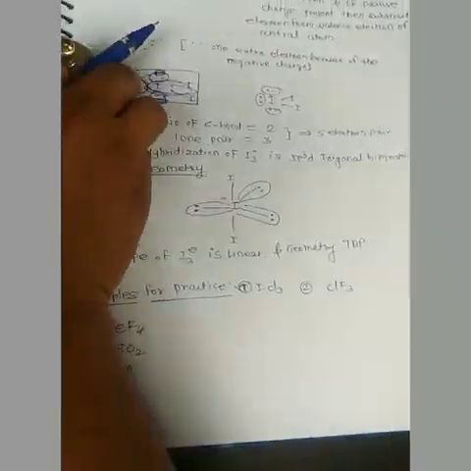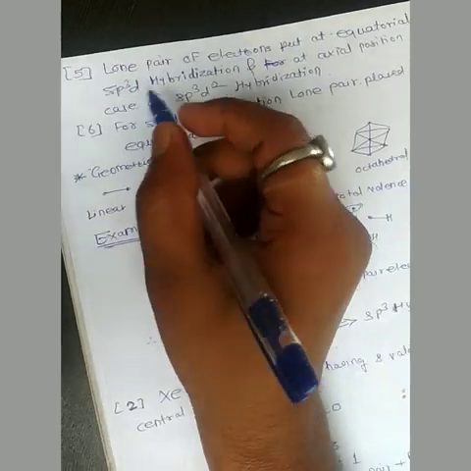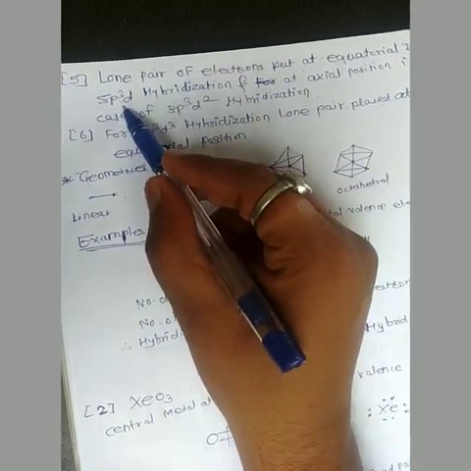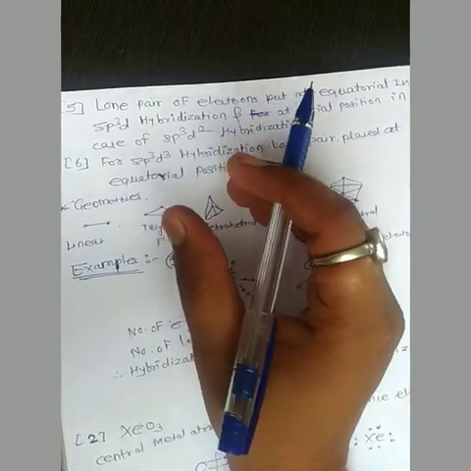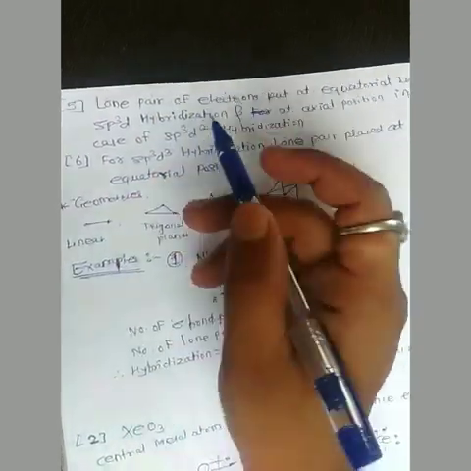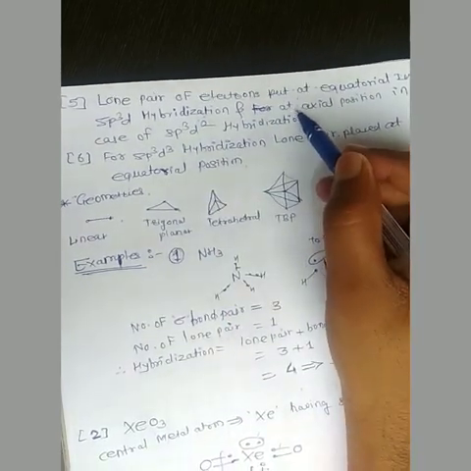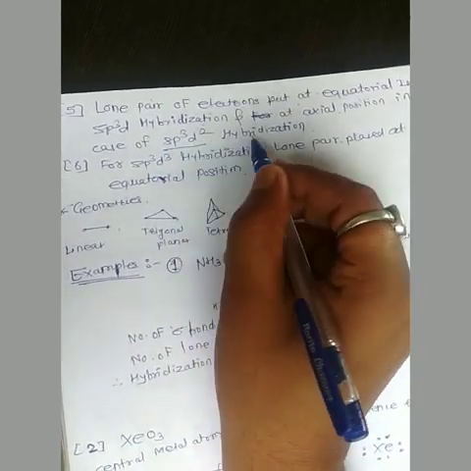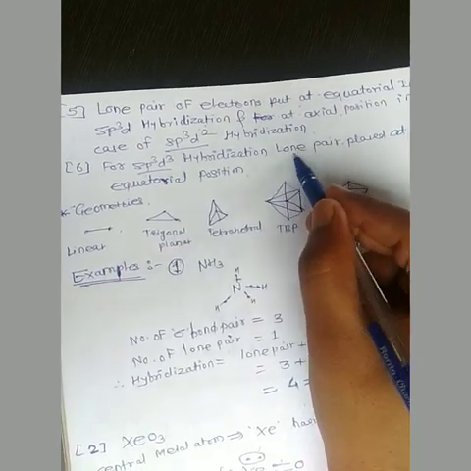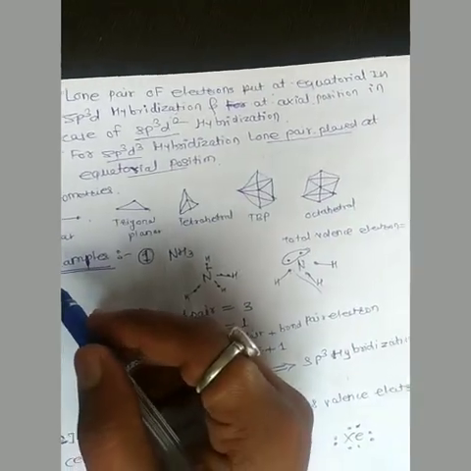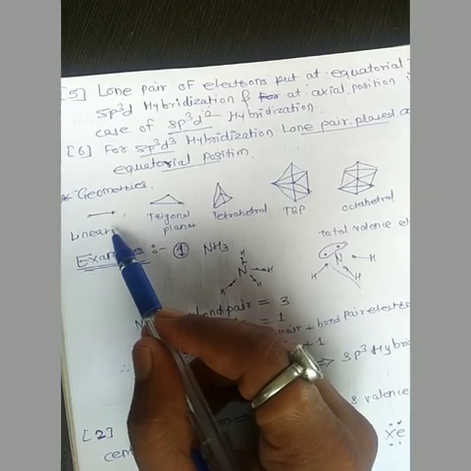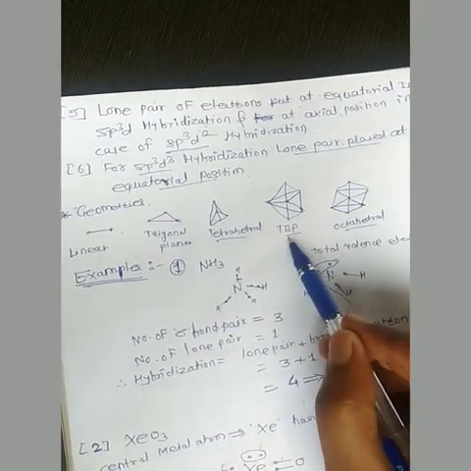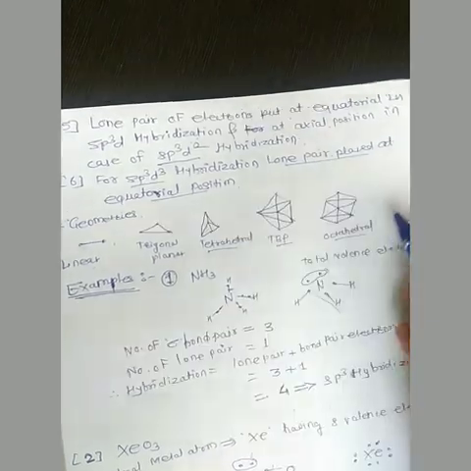We also see the remaining rule for lone pairs of electrons. In sp3d hybridization, lone pairs are put at equatorial positions. In sp3d2 hybridization, that is for octahedral geometries, lone pairs are put at axial positions. For sp3d3 hybridization, lone pairs are placed at the equatorial positions. The geometries here are linear, trigonal planar, tetrahedral, TBP and octahedral. TBP means trigonal bipyramidal, and another is pentagonal bipyramidal.